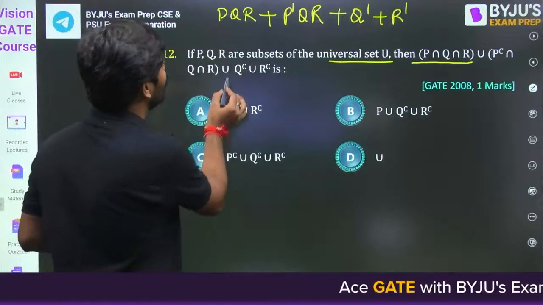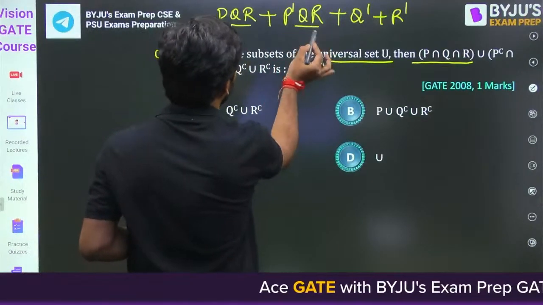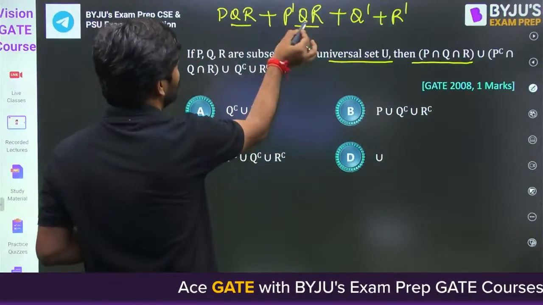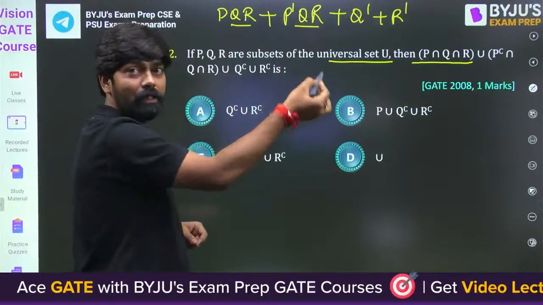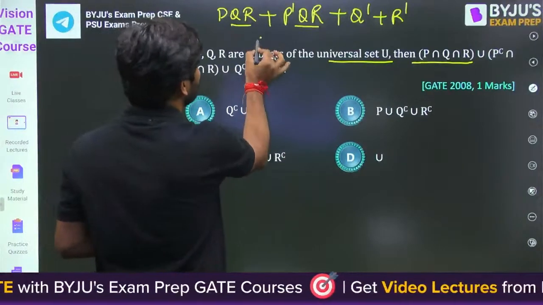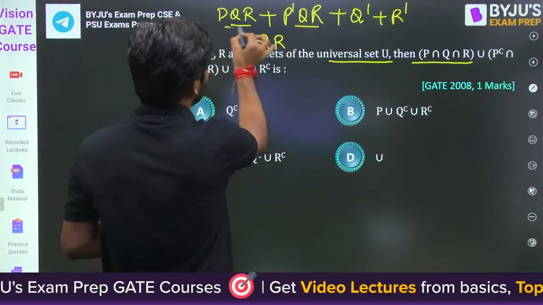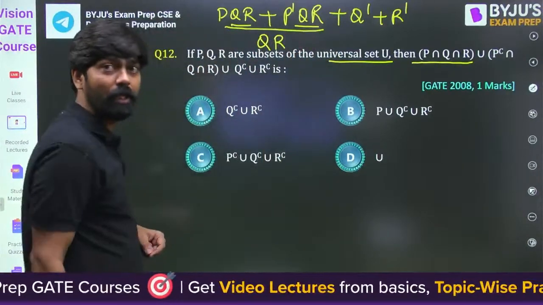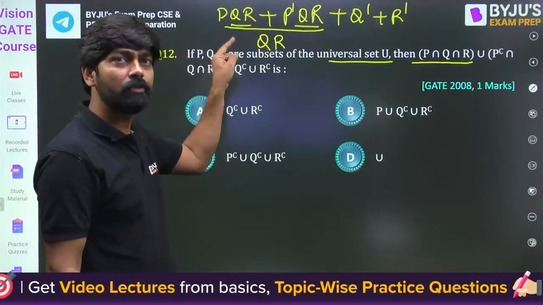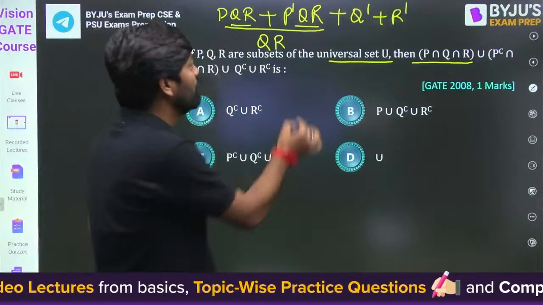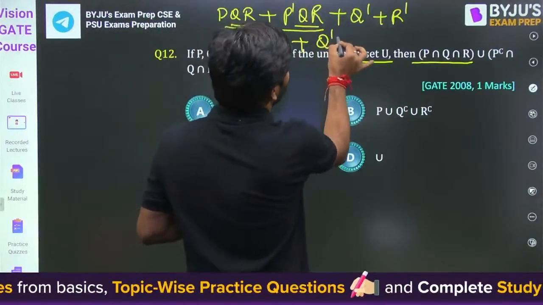Now you see clearly here, QR is common here. So if you take QR common from these two, what will happen? P plus P bar. So P plus P bar is nothing but 1. So it is nothing but QR. I'm writing directly. If you take QR outside, P plus P bar will become 1. So QR into 1 is nothing but QR plus Q bar plus R bar.